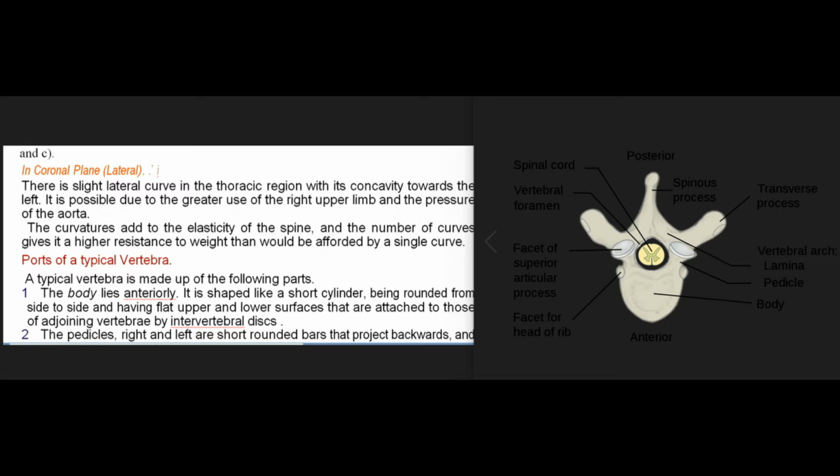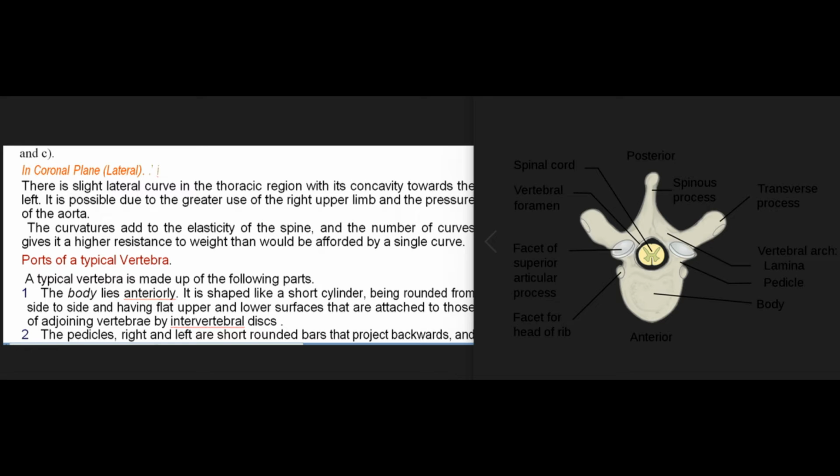Parts of a typical vertebra. A typical vertebra is made up of the following parts. 1. The body lies anteriorly. It is shaped like a short cylinder, being rounded from side to side and having flat upper and lower surfaces that are attached to those of adjoining vertebrae by intervertebral discs.